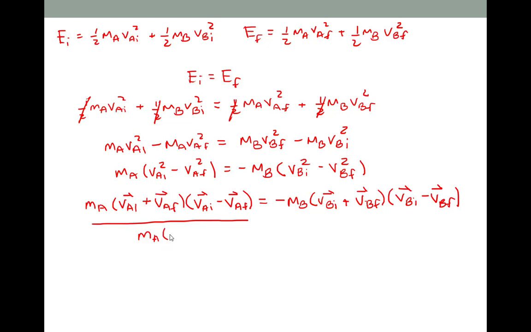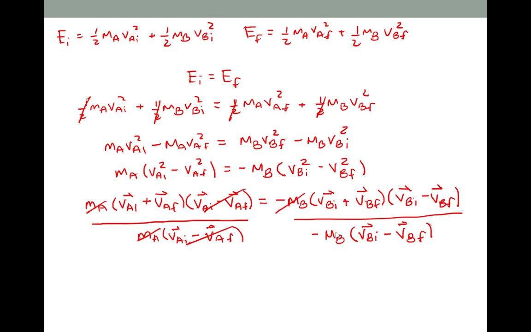So that would be mA (VA initial minus VA final) on one side, and on the other side I'm going to divide by the B side. And again, I'm doing the same thing to both sides of the equation because we've already shown that those two things are equal in the previous slide. And now I can cancel. Mass cancels, and the initial minus final vector piece cancels in both cases.